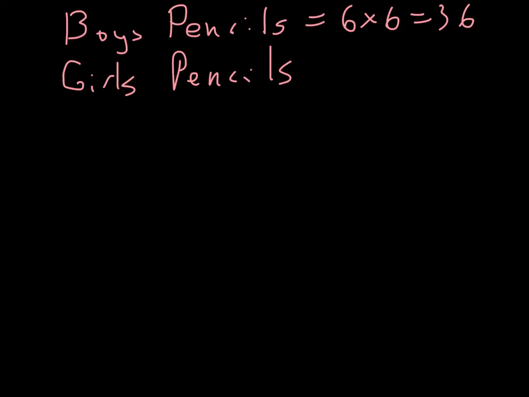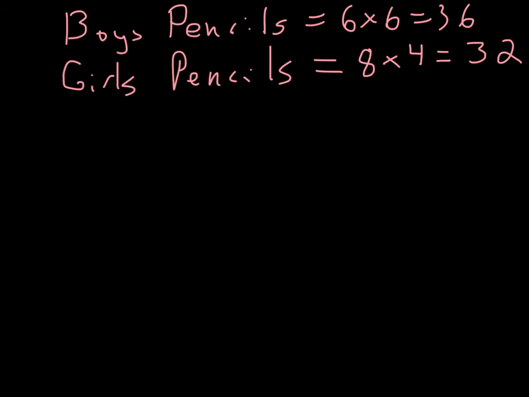Well, we know there are 8 girls, and each of them on average has 4 pencils. So, again, the fair share model says they might not have exactly 4, but they have on average 4. So, how many pencils do the girls have? They have altogether 32 pencils.